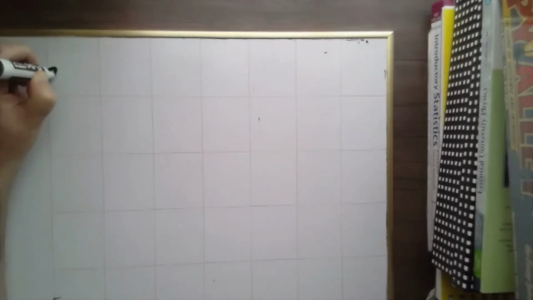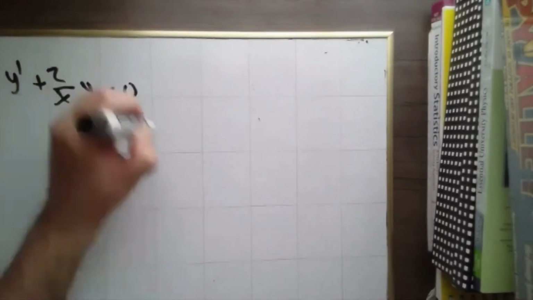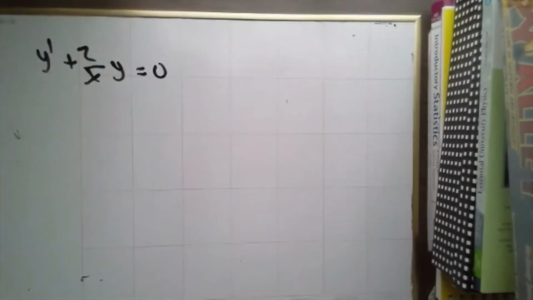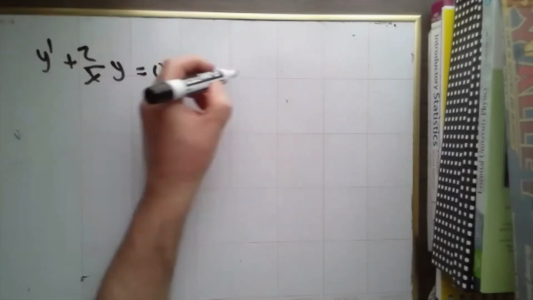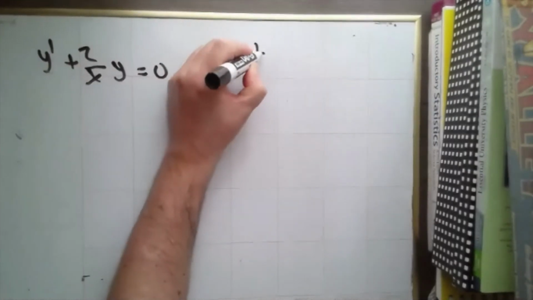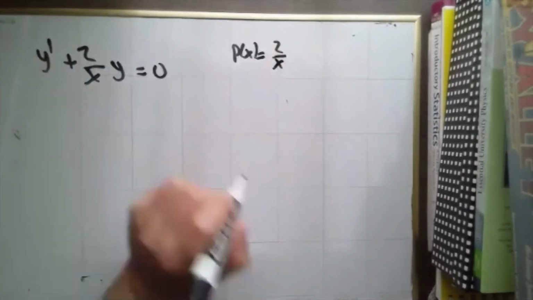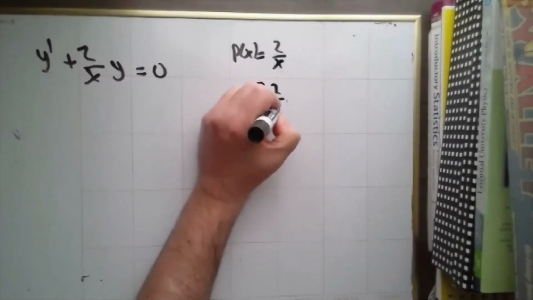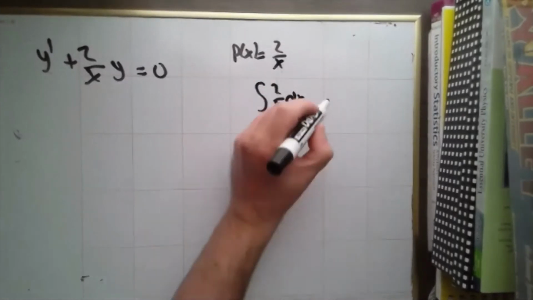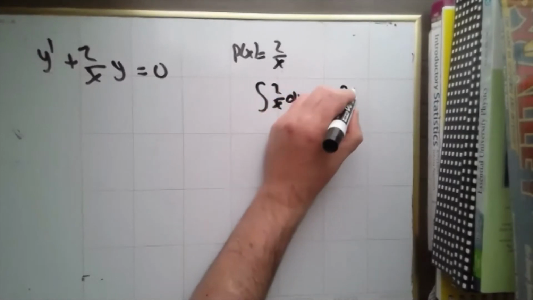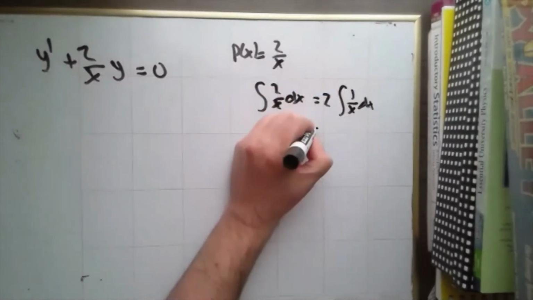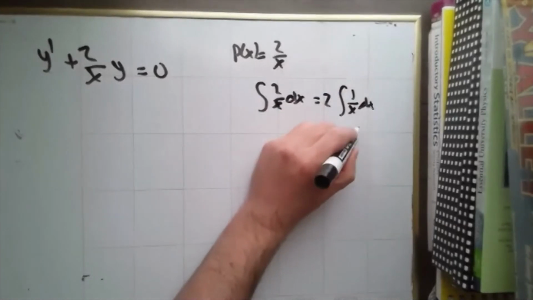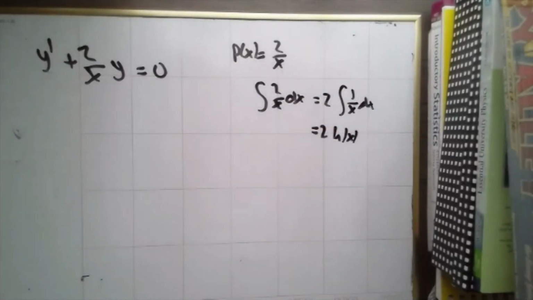y prime plus 2 over x y equals 0. So our q of x over here is 0. It's not going to be too bad. So my p of x, the guy in front of y, is 2 over x. I'm going to need his antiderivative, the integral of 2 over x dx. That would be twice the antiderivative of 1 over x. So that's twice the natural log of the absolute value of x. Remember, we don't need our plus c yet.